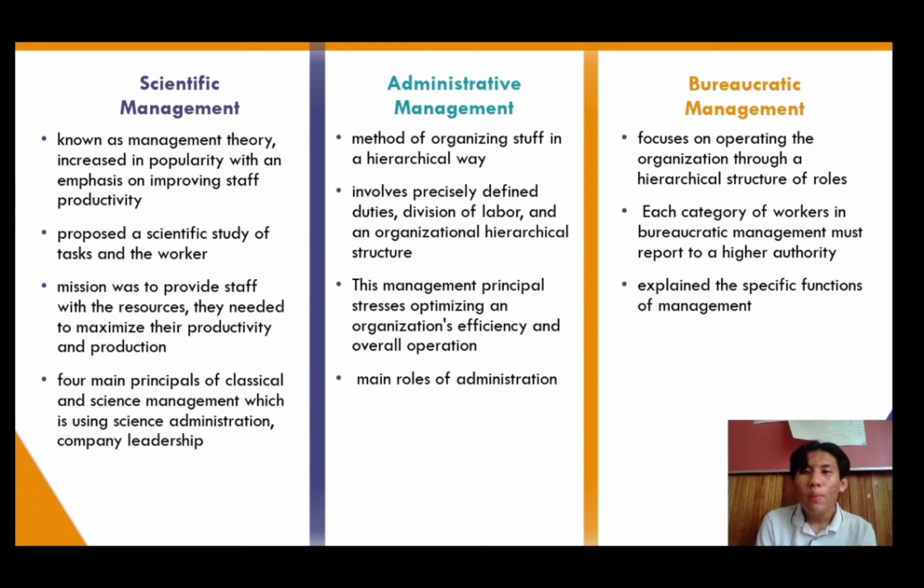And last is bureaucratic management. This management focuses on operating the organization through a hierarchical structure of roles. Each category of workers in bureaucratic management must report to a higher authority, which is the CEO or the president of the company. Henry Fayol's main rules explain the specific functions of management, on how regulators act and how a business can be run by spreading the authorities. So that's all from me. Thank you.